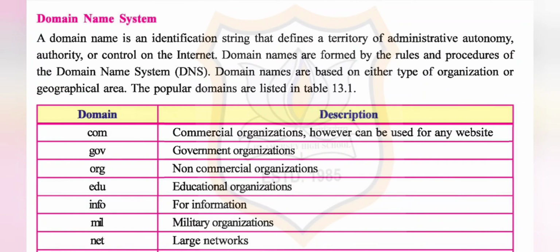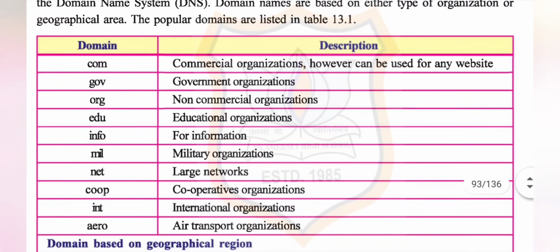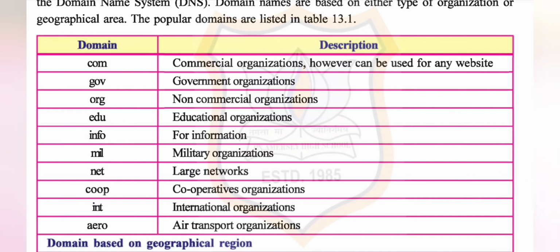Domain name system. A domain name is an identification string that defines a territory of administrative autonomy, authority, or control on the internet. Domain names are formed by the rules and procedures of the domain name system. Domain names are based on either type of organization or geographical area. The popular domains are listed in table 13.1.